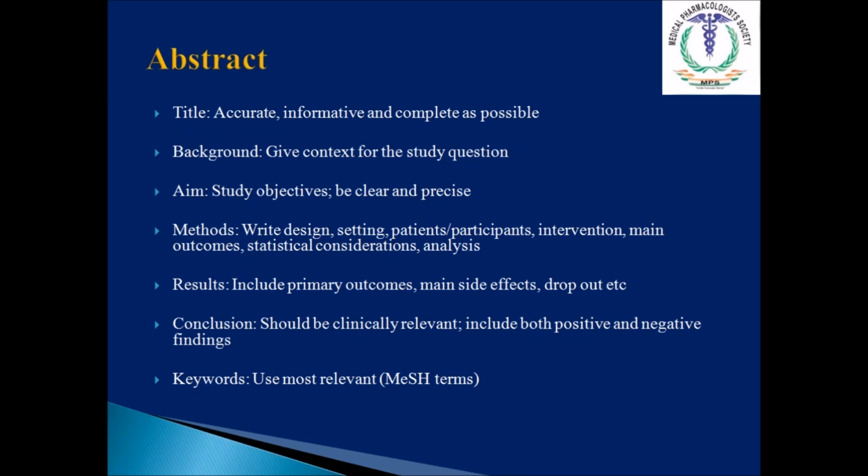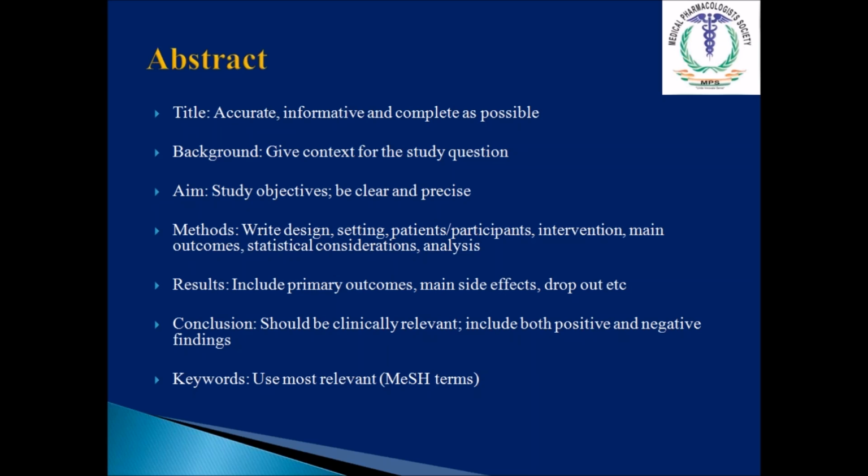Under the method section, we write the design. What was the study design? What were the settings? What kind of subjects, patients or participants were involved in the study? What was the intervention given? Only write the main outcomes of the result. Do not give the minor outcomes, because again, this is a very short document, and if the reader is interested, he might go back to the full paper. So in the abstract, only write the main outcome.